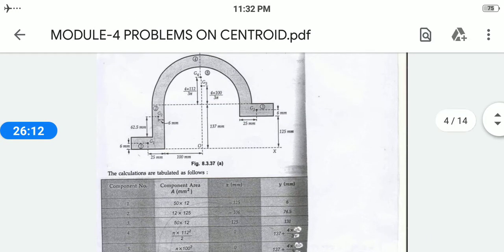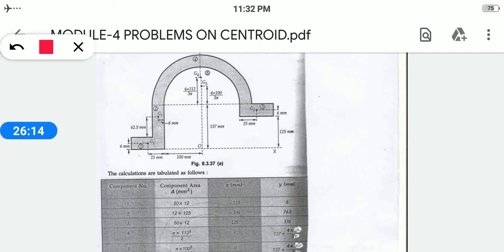Now we have to calculate what our x value and y value are. X value should be taken from the y axis, right? So here I am considering my g2, that will be equal to 12 divided by 2, which gives you 6. Already this distance is 100. So 100 plus 6 is 106 in the negative direction. So I am taking it as minus 106.